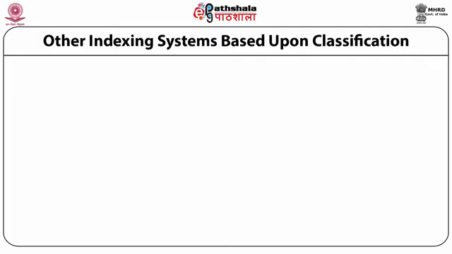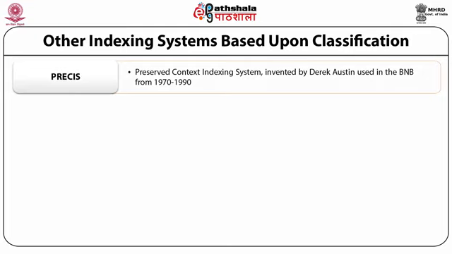Other indexing systems based upon classification. PRECIS, the Preserved Context Indexing System, invented by Derek Austin, was used in the British National Bibliography from 1970 to 1990.